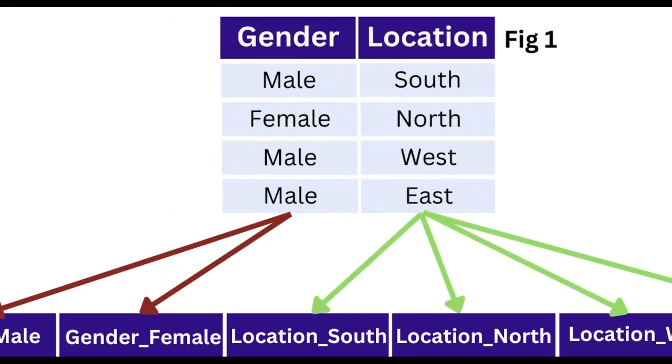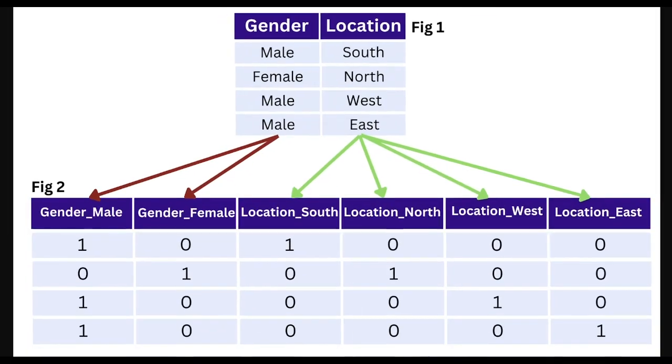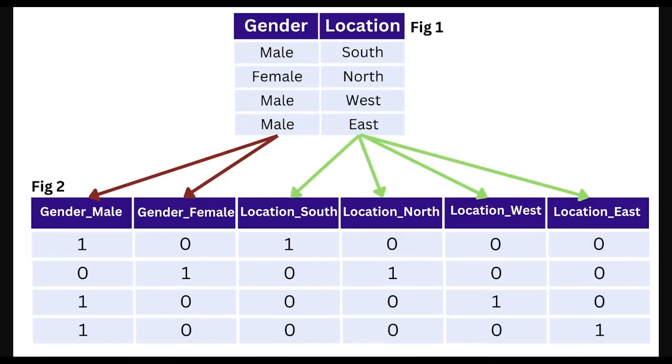So if you take a look at the second figure, you can see that out of this gender column, two new columns are created. One is gender male and second is gender female. Similarly, out of this location column, four new columns are created: location south, location north, location west and location east.